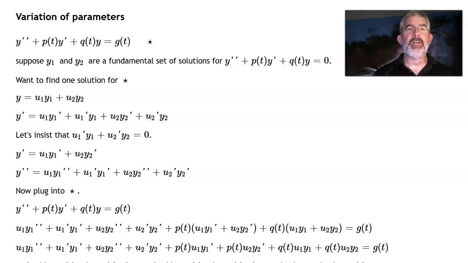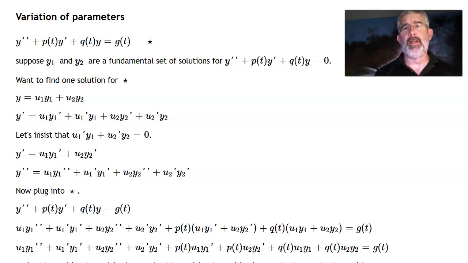In this video, I want to introduce you to a method called variation of parameters. This is a way of finding a particular solution to a non-homogeneous second-order linear differential equation. Okay, we've done the undetermined coefficients, and now we're doing variation of parameters.